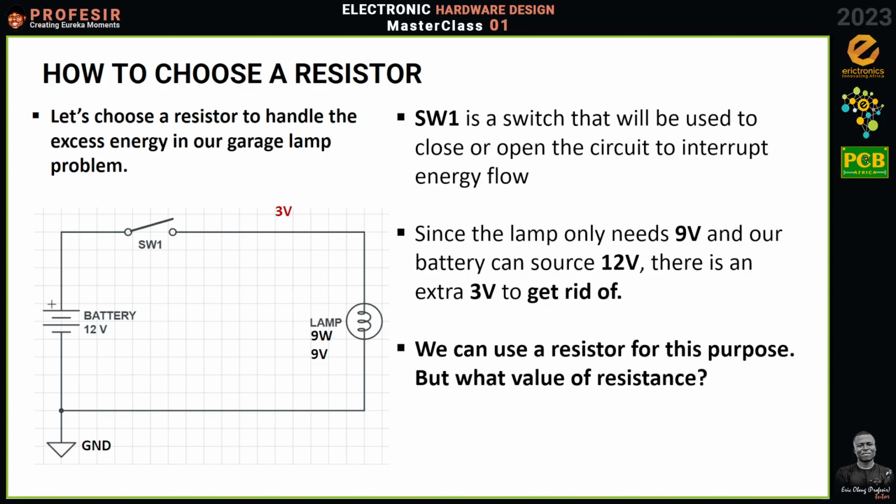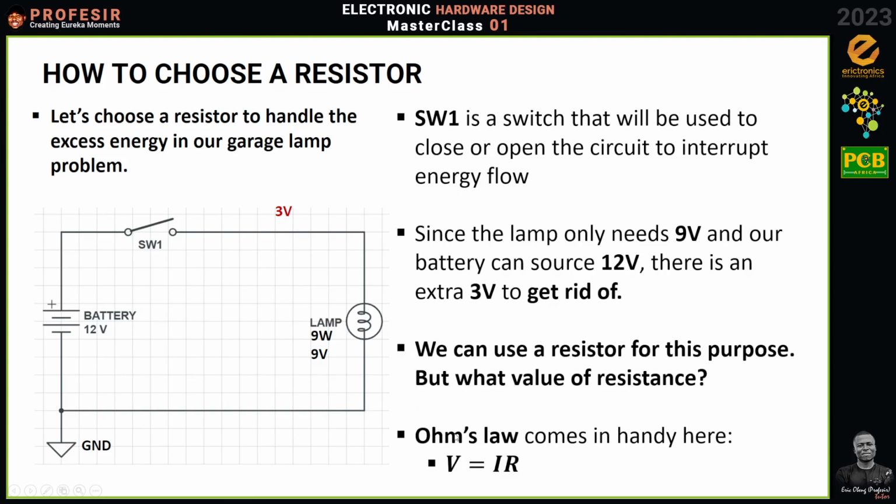Okay, so now the question is, what value of resistance do we need to handle this excess of 3 volts? Ohm's law actually comes in handy. So let's quickly look at what Ohm's law is about. Ohm's law says that voltage is directly proportional to current and resistance. I think we talked about Ohm's law yesterday. So you see, the concept that we treated yesterday, now we are going to see its application. Is that okay? We need to dissipate 3 volts, and its associated energy.